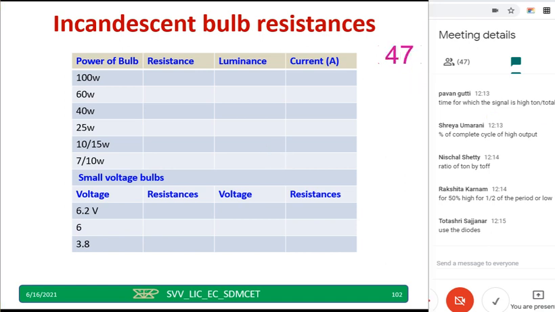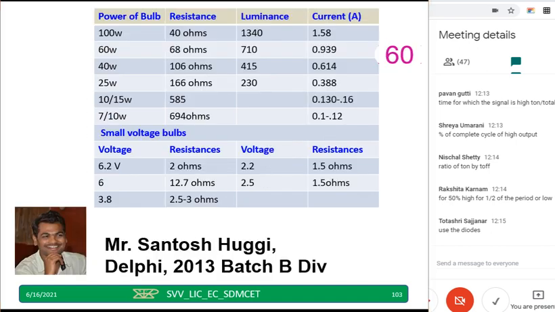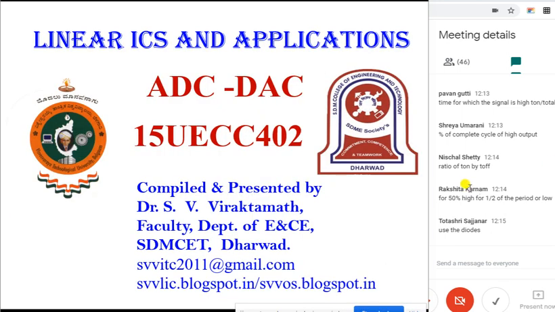These questions I ask every year to the students, but in 2013 one student answered. I'll tell his name in the next slide. You can tell whether the 100 watt bulb resistance is more or the 60 watt bulb resistance is more. He is Santosh Huggi. He is working in Delphi, 2013 alumni batch. He prepared this and has given it. Whether right or wrong, you people can check and cross verify also.